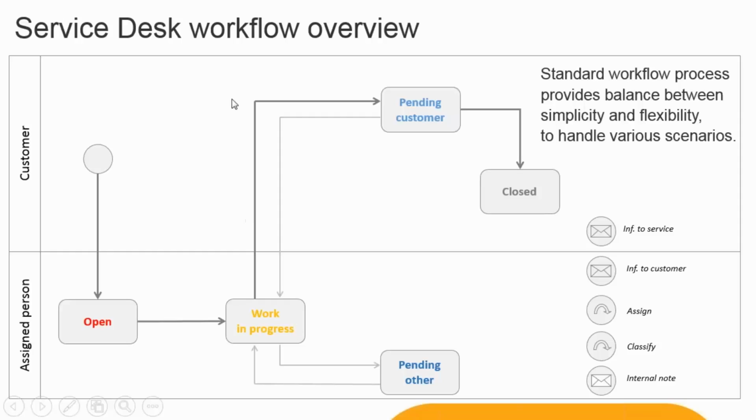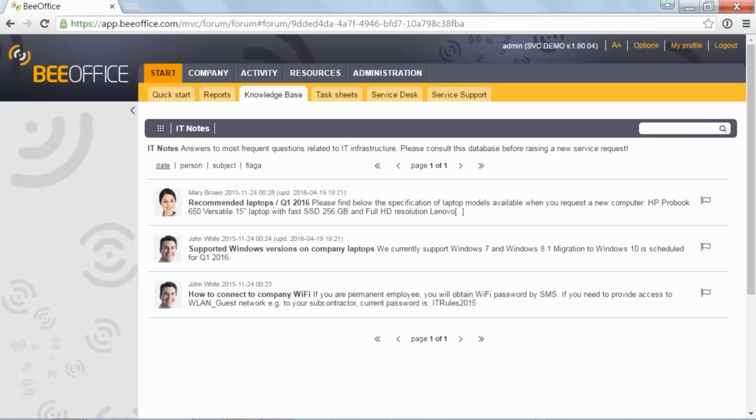When it is assigned to a specific person responsible on the service side, it becomes work in progress. When the solution is ready, we send it as pending to customer. And now the customer has the option either to close it if the solution is sufficient, or to send it back to the service, and it returns to work in progress. The service can also park it to status pending other third party.